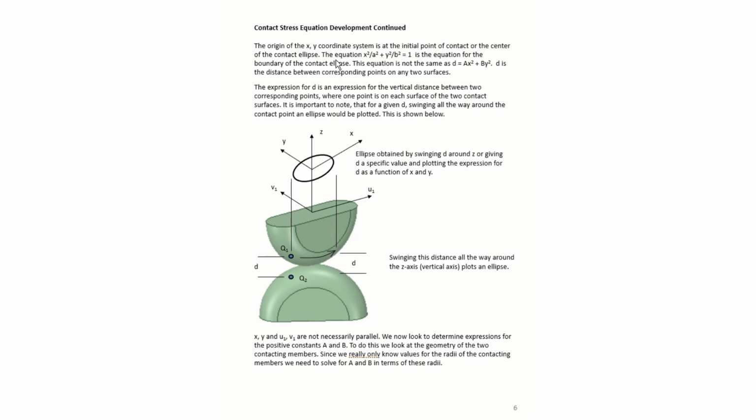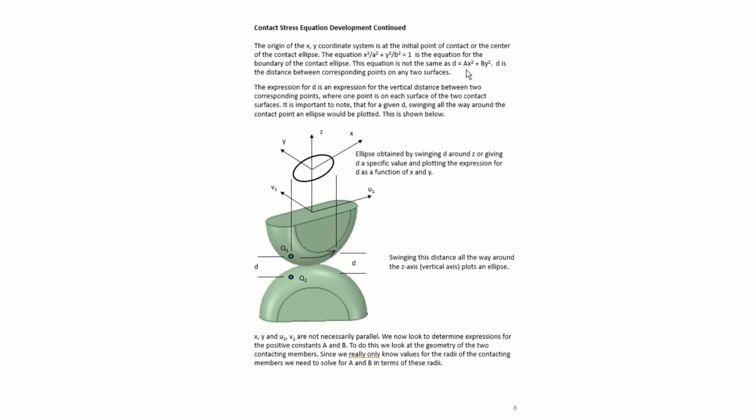Now this equation is different than the equation for d that we're talking about here. This d is given by ax squared plus by squared, and d is the distance between corresponding points on any two surfaces. So it's the distance here between Q1 and Q2, where this equation here is for the contact ellipse that's going to be generated when we press these two bodies together. So there's a difference between these two equations. It's important to keep them separated.